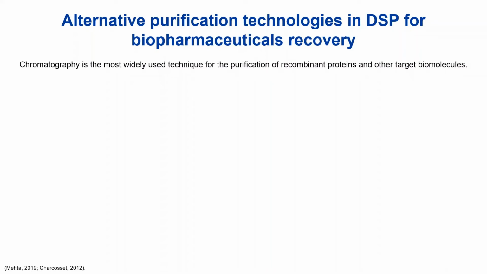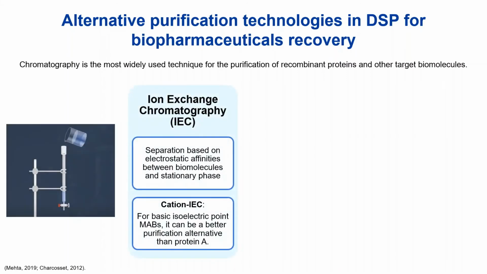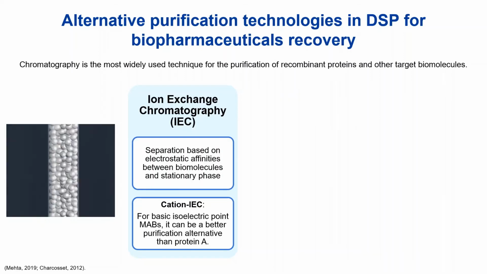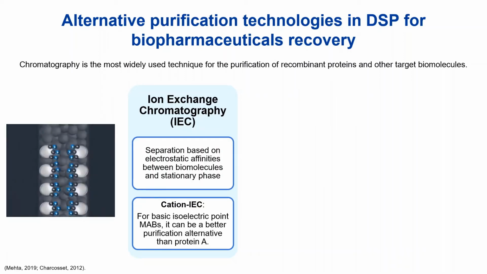Now, the purification step in a downstream processing scheme can also be performed with other technologies. For instance, with ion exchange chromatography, where the separation is based on electrostatic affinities. This method can sometimes be a good alternative to purify monoclonal antibodies of a basic isoelectric point, because the cost is almost one-fifth compared to protein A chromatography.